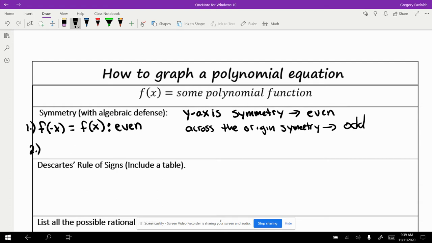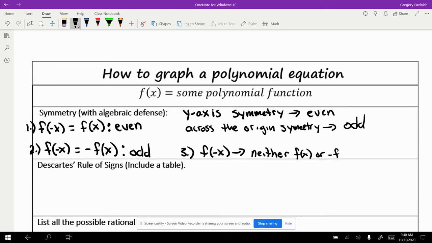And if I put in a negative x and I get back the exact opposite function, then we know that that is an odd function. And the third thing is if I plug in a negative x and my output is neither f of x or the exact opposite, then it's no symmetry. Okay, but you have to show this work of plugging in the negative x.